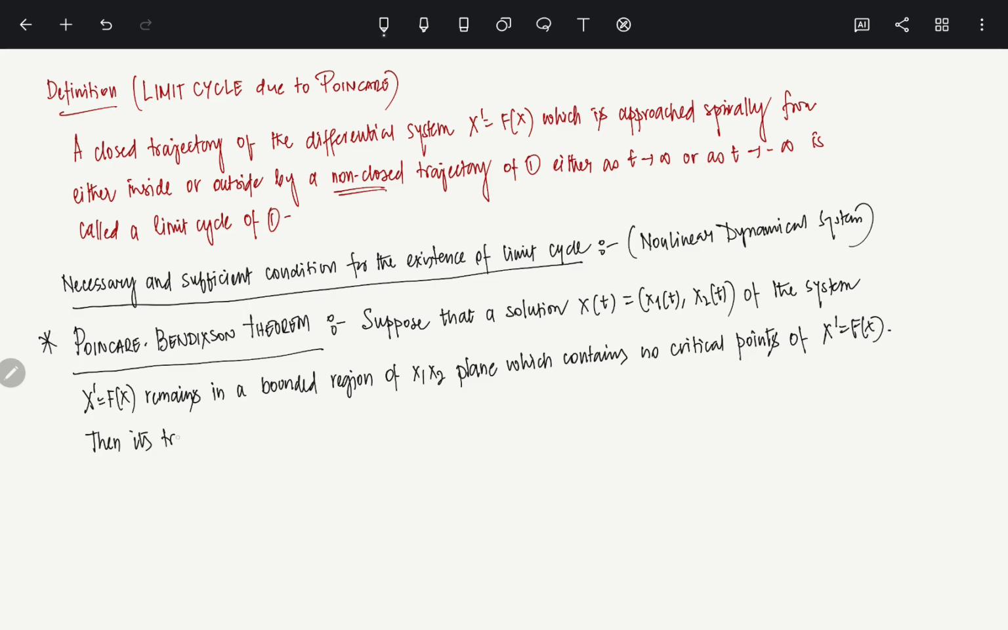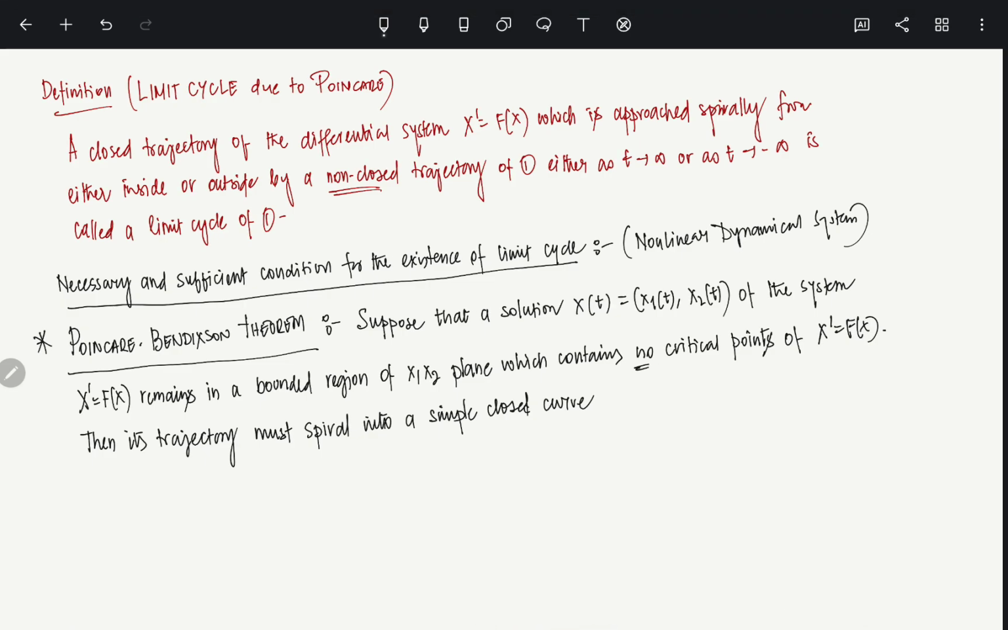Its trajectory must spiral into a simple closed curve. So what it is saying is this: if you can trap a solution in a region which doesn't have any critical point, that is important, then this trajectory will actually spiral into a simple closed curve.